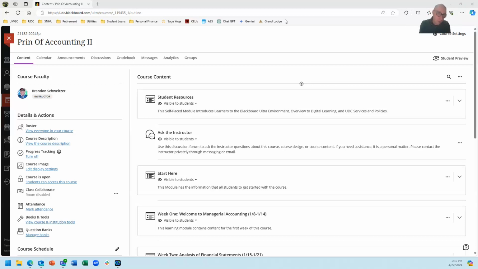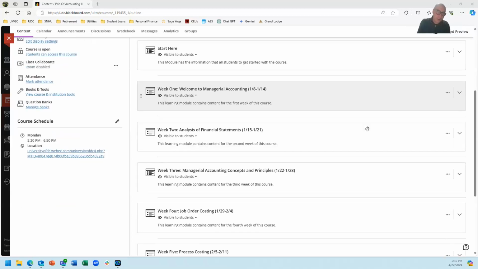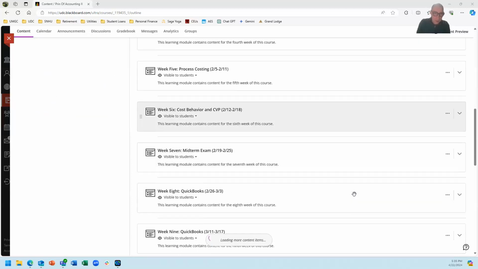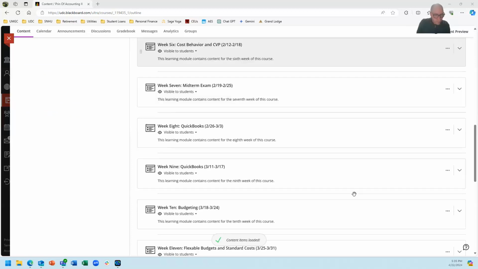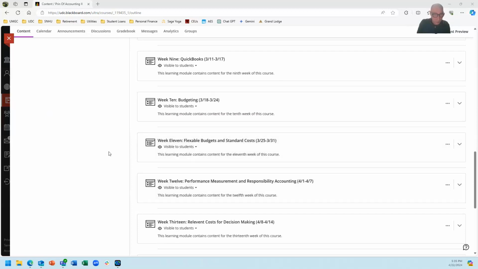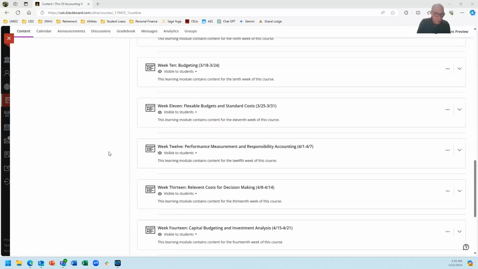We talked a lot about cost, the types of costs that go into making a product. We talked a lot about processes and cost behavior, budgeting, all of those really important things. But in addition to all of those really important accounting things, you also learned about QuickBooks, which, as you know, is a software used by a lot of businesses here in the United States and around the world.